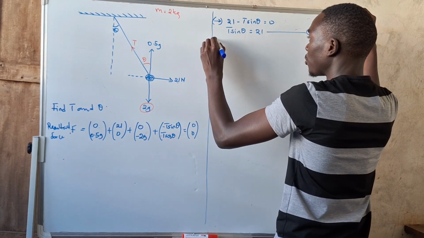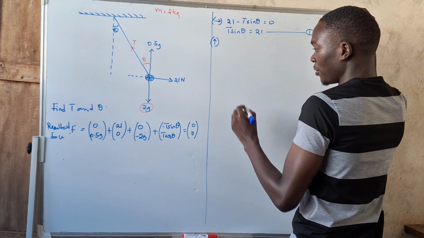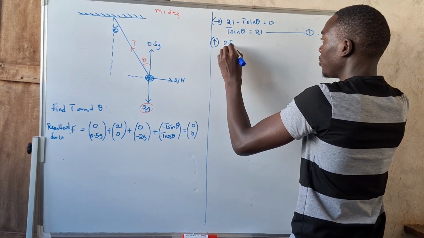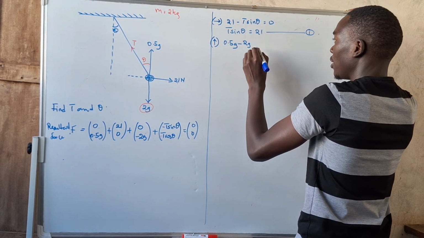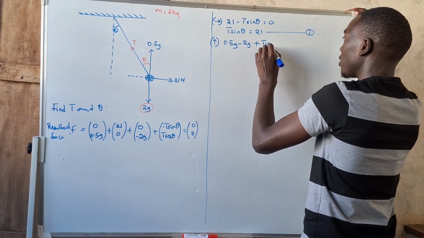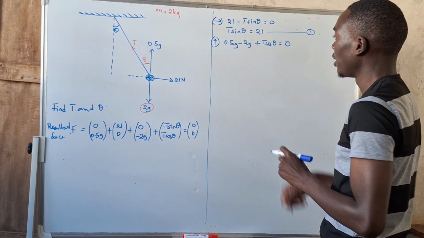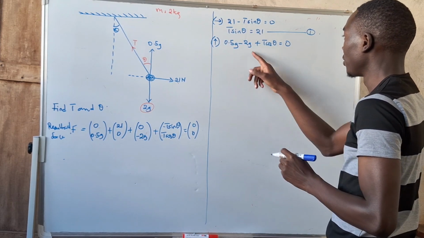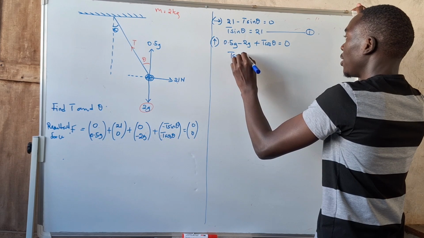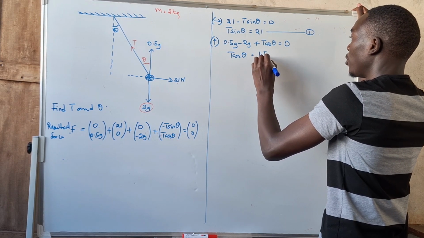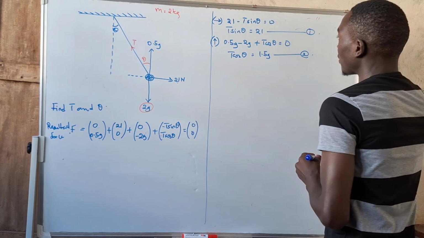Then we also go vertical. When you go vertical, what shall you discover? You find that you have 0.5G minus 2G plus T cos theta is equal to 0. Definitely 0.5 minus 2 is minus 1.5. If it crosses over, you obtain T cos theta is equal to 1.5G. And this makes equation number 2.